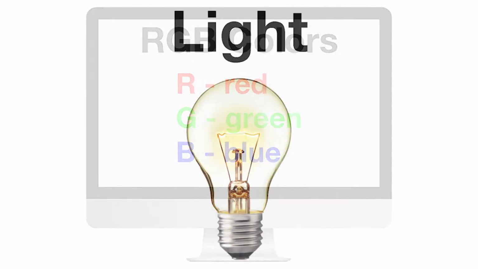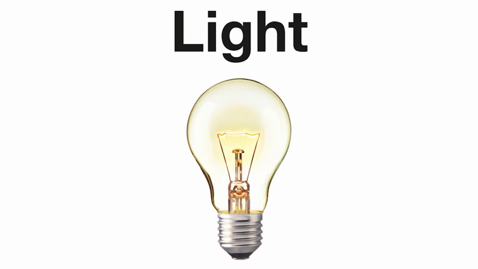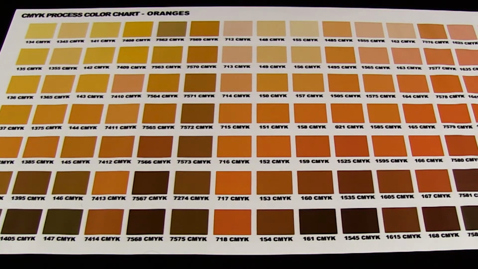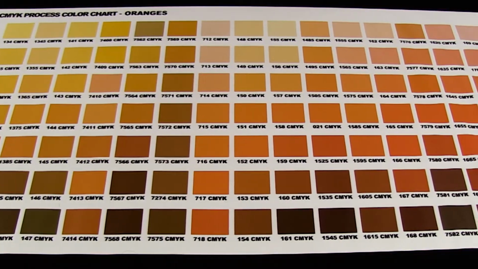Another factor is the lighting of the room the proof is being viewed in, or the lighting of the screen. Light greatly impacts color. For example, look at this image displayed on my computer screen versus my phone, versus a printed proof, and versus the actual print. As you can see, the color varies from each one. That's why it's important to order a PMS test grid if a certain color is trying to be achieved.